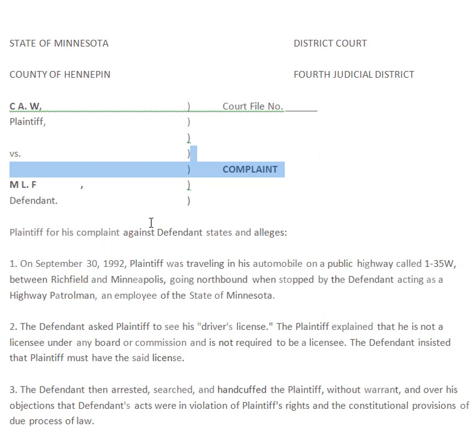So plaintiff for his complaint against defendant states and alleges. This is just a summary of what transpired. I won't read everything, but you get the idea. On this date, plaintiff was traveling in his automobile on a public highway, in Minneapolis, going northbound, when he was stopped by the defendant, a patrolman employee of the state. They asked him for a driver's license. The plaintiff explained that he is not a licensee under any board or commission and is not required to be a licensee. The defendant insisted that the plaintiff must have the said license.